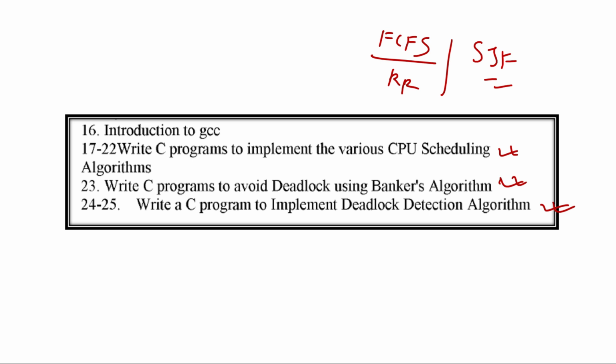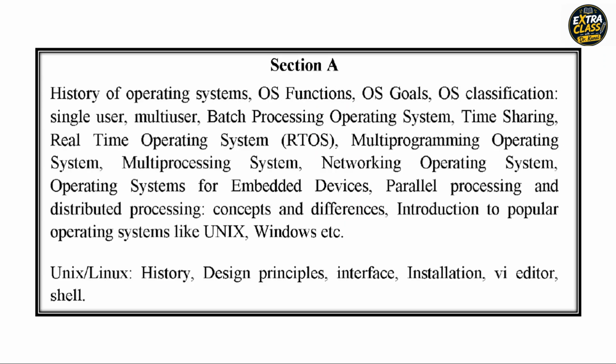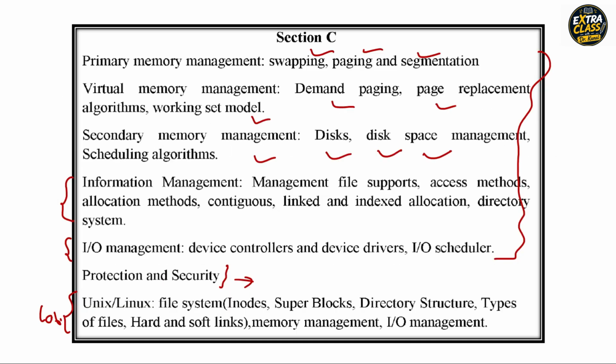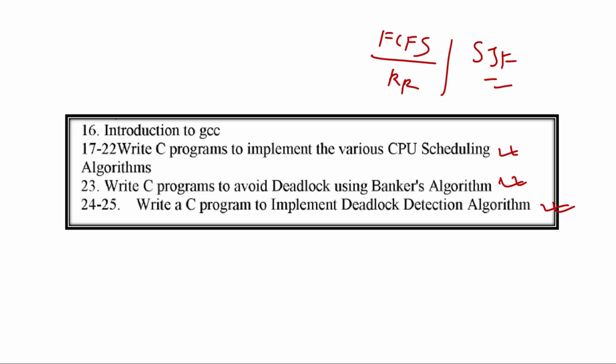So this is the introduction part of our whole lecture series on operating system. The theory is mainly divided into three sections, A, B and C. The lab part also has content, but there is no section in the lab part. One by one, first we have to go through the commands, then we will work with the VI editor, then shell programming, and then we will write programs for these algorithms, mainly deadlock. Okay, thank you all. In our next lecture we will start from section A.